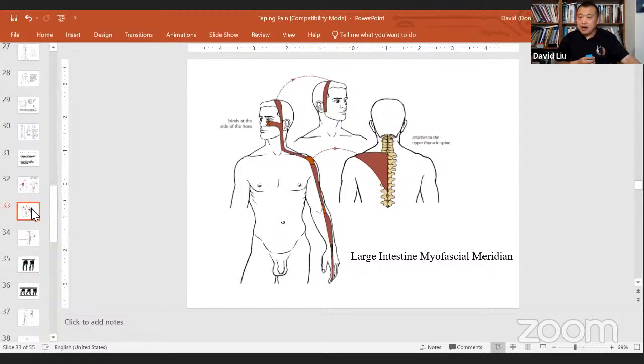The large intestine myofascial meridian. We can see any jaw pain, upper back pain, tennis elbow, upper shoulder pain, clavicle pain, jaw pain, even sinus and frontal headache. We can tape in this area. It's the large intestine myofascial meridian.